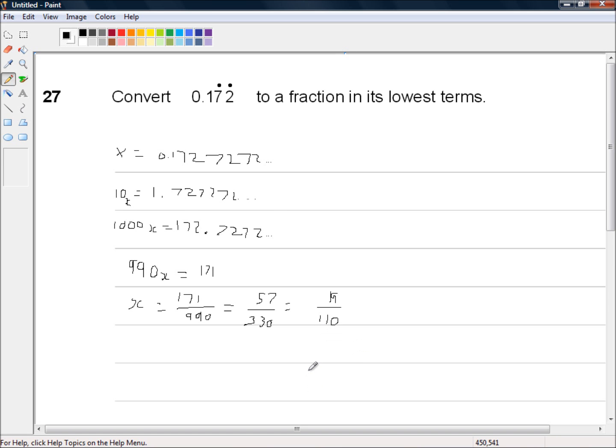So our answer is, oh, I didn't copy. Okay, so our answer is just 19 over 110.